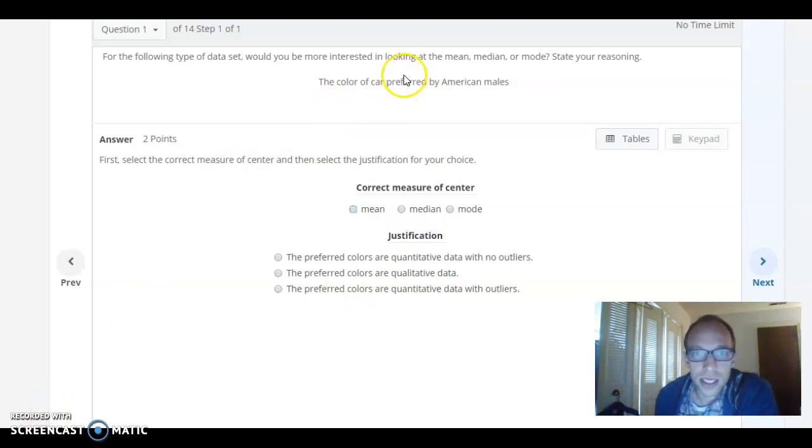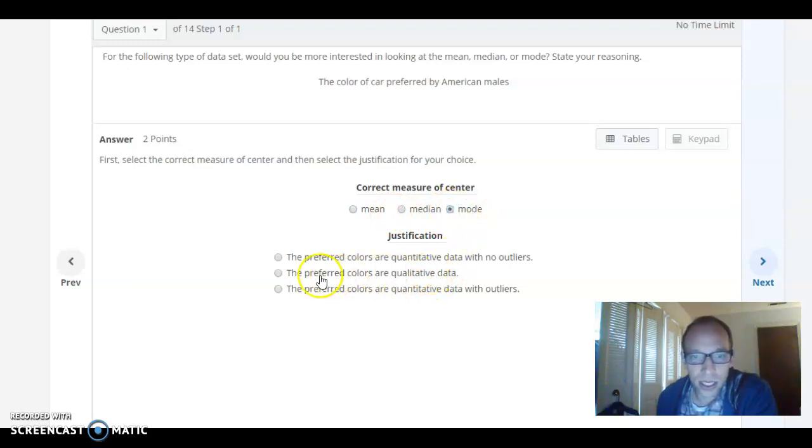So for this case, we're looking to see if we want the mean, the median, or the mode. And it's talking about the color of cars. So it really depends on what data type we're talking about here. And car color would be a qualitative or a nominal type. And when we're dealing with that kind of data, the mode is really what we need to go with.